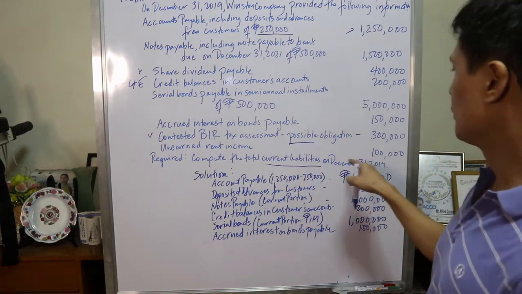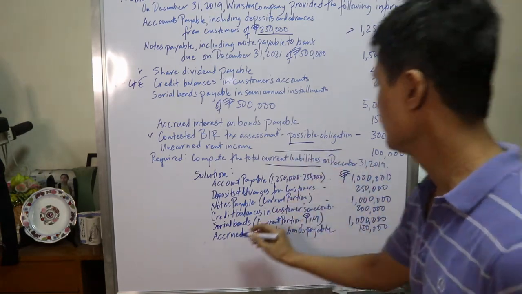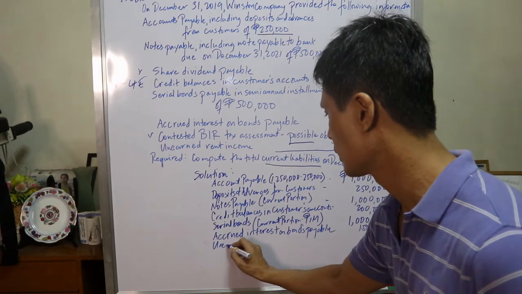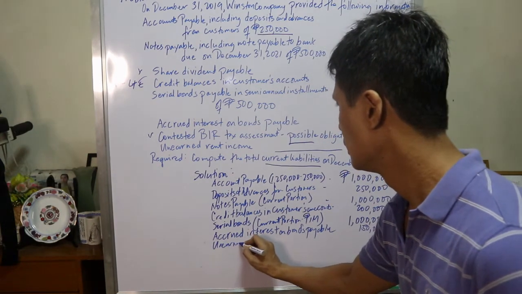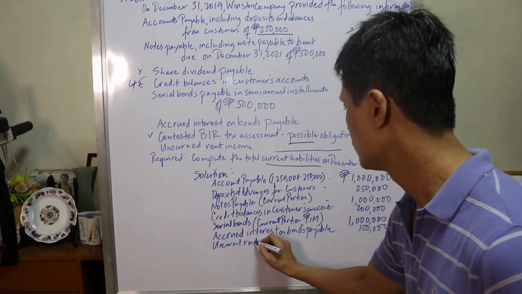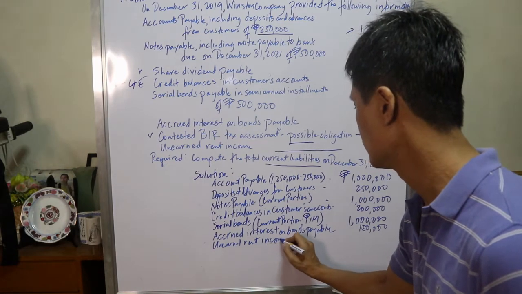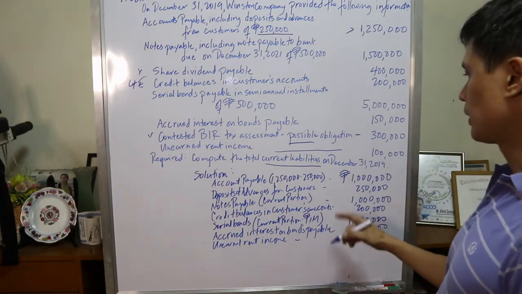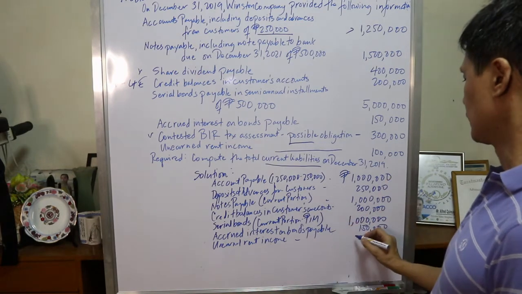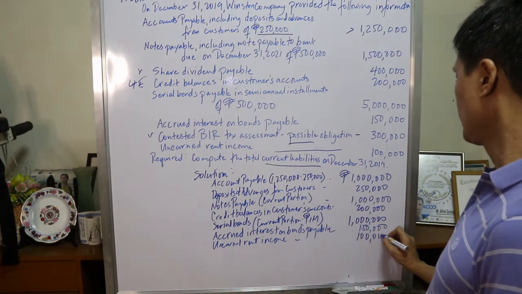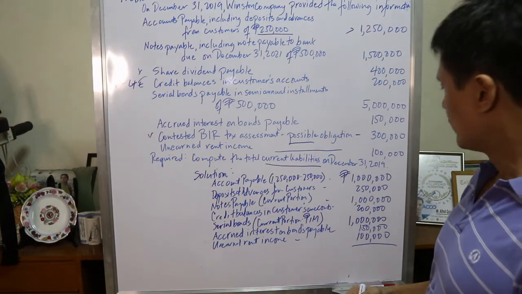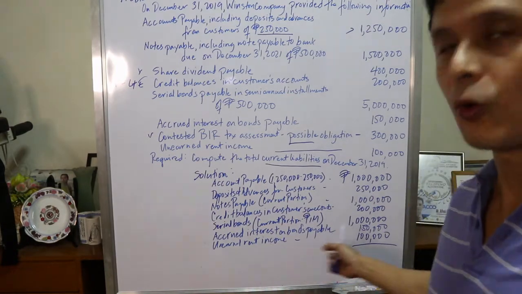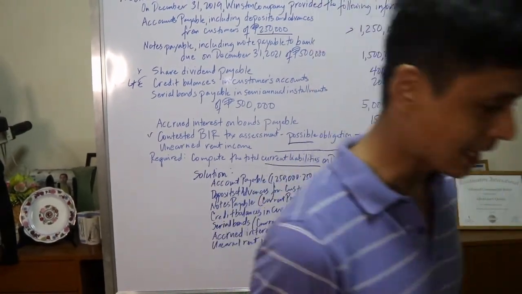Unearned rent income, this is 100,000. So let's put here unearned rent income. This is also part of the liability, like deposits and advances. So this is 100,000. Okay, so that would be all. Please compute it, let's see who gets it first.